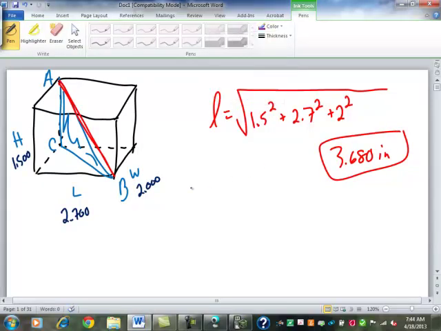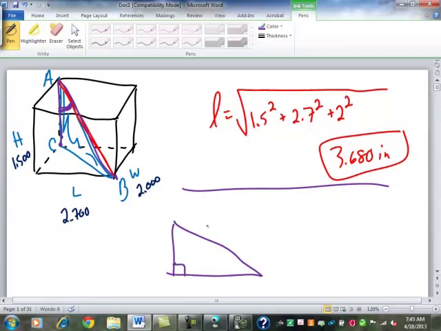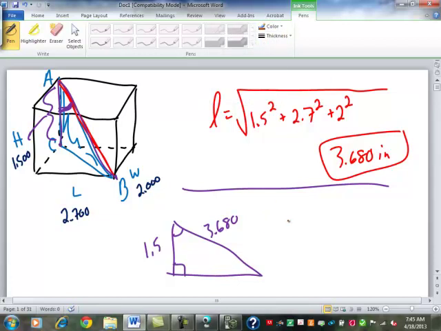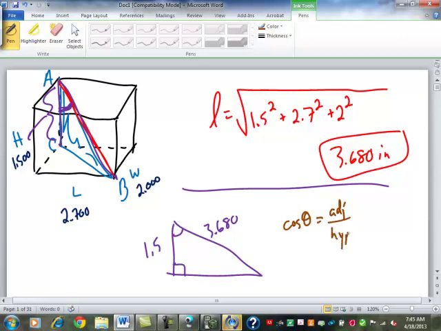So next, it asks for the angle CAB. Well, here's CAB, so that's asking for this angle up here. We just found this length here to be the 3.680, and we know this side here is just the height, the 1.5. And if we're looking for that angle, what we have is the adjacent side and the hypotenuse. Adjacent and hypotenuse make up the cosine. The formula for cosine is that the cosine of an angle equals adjacent over hypotenuse.